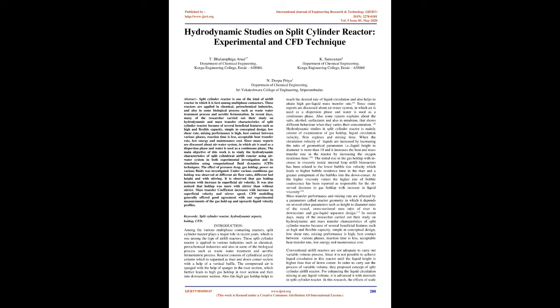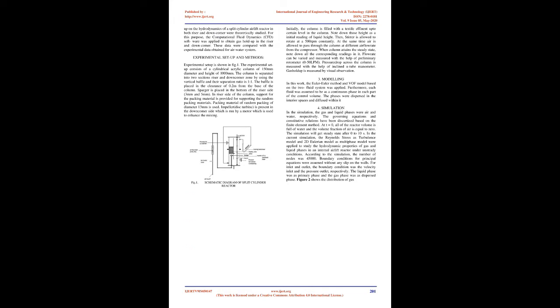The reactor consists of a cylindrical acrylic column which is separated into riser and downcomer sections with the help of a vertical baffle. The compressed air is sparged with the help of a sparger in the riser section, which leads to high gas holdup in the riser section and then into the downcomer section. Also this high gas holdup helps to reach the desired rate of liquid circulation and to attain a high gas-liquid mass transfer rate.